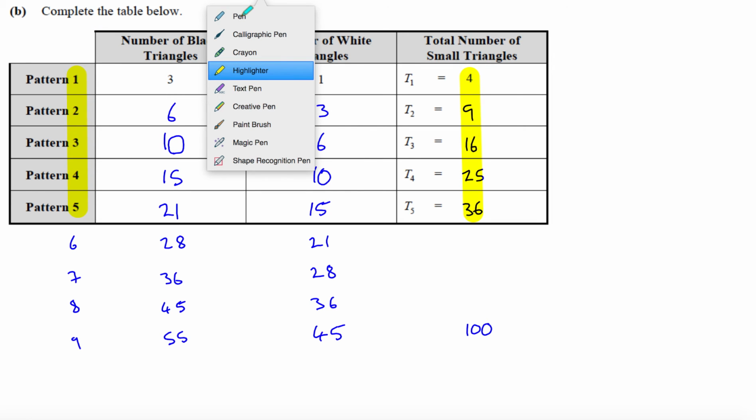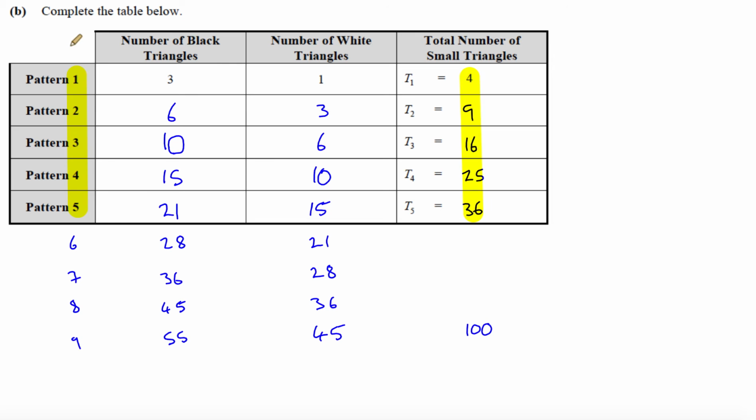The pattern number is the n number, so this is our n value. So the first thing you should recognize is these numbers here, these are the square numbers. 4 is a square number, 9, 16, 25, these are all square numbers. So that's the first thing to notice. 4 is equal to 2 squared. 9 is 3 squared. 16 is 4 squared. And so on, all the way down.